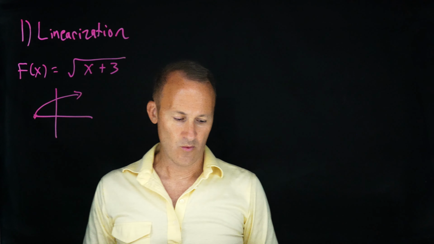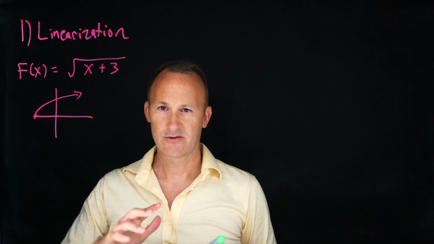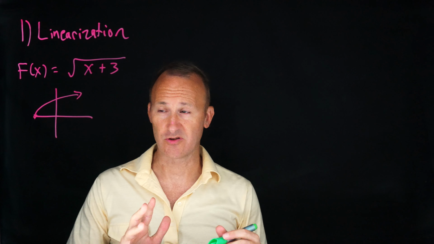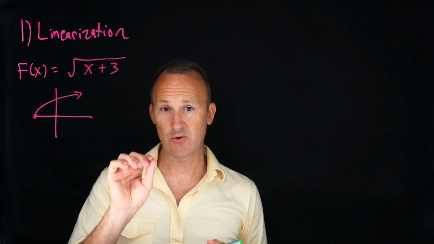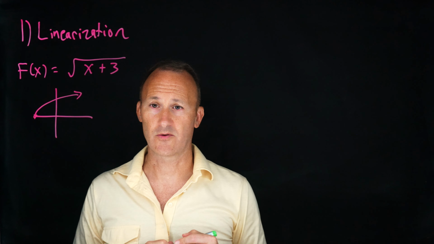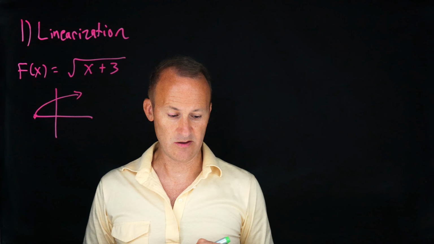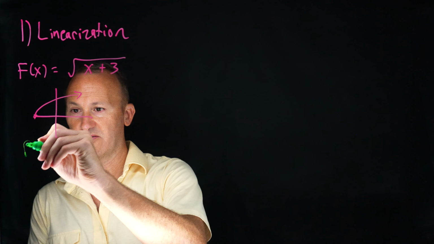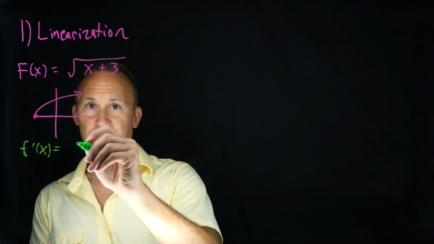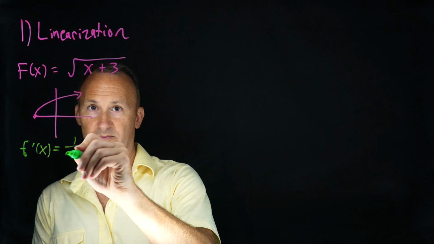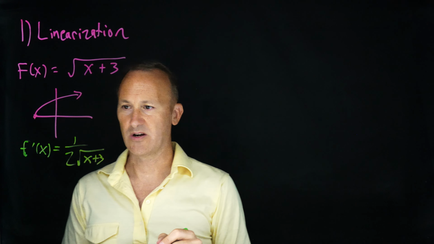Now, what we are going to do is actually consider the tangent line, and we're going to use the tangent line to approximate. Okay, so what's the tangent line? Well, it depends on the point. We know, though, how to get the tangent line, right? We get the tangent line by taking the derivative. So we've got f prime of x equals 1 over 2 root x plus 3. Okay, there's our tangent line.